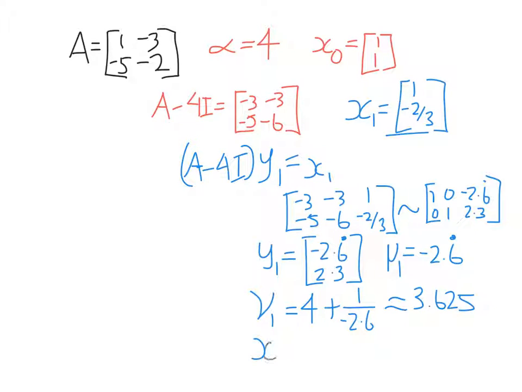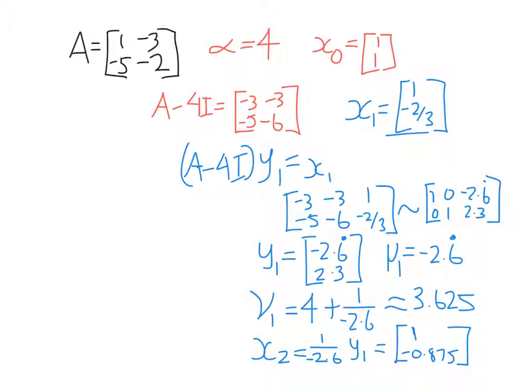So my next guess for the eigenvector will be 1 over mu 1 times the vector y1. And if you put that through, you get the vector 1 and minus 0.875. So hopefully you can see that because our original vector x0 has its largest value as 1, in each subsequent vector the largest value is always 1. So that's my x2 value.